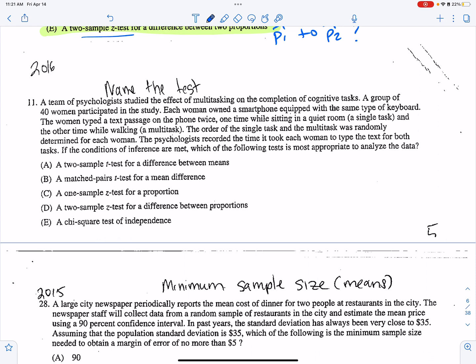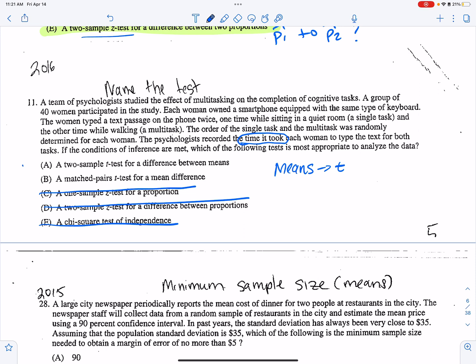Okay, this one to name the test, the first thing I'm going to look at, I start reading and I start seeing the type of keyboard and I see what it's doing. It's doing a task and multitask and then I look what it's measuring and it says the psychologist recorded the time it took. And so when I'm reading through this, when I'm measuring time, that has to be means, which means, remember, is T. So I'm going to cross off anything that is Z and anything that's proportion.